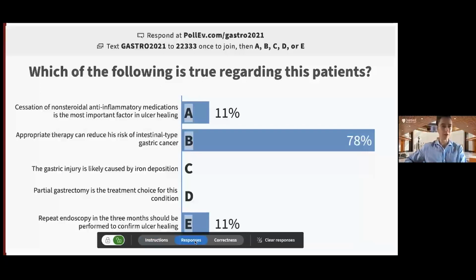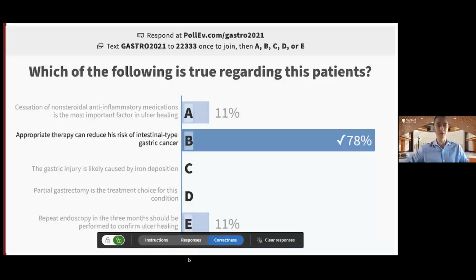Great, so the majority has answered B, appropriate therapy can reduce risk of intestinal type gastric cancer. And a few respondents chose to stop NSAIDs and monitor for ulcer healing. So let's review the correct answer, which is B, appropriate therapy can reduce this patient's risk of intestinal type gastric cancer.